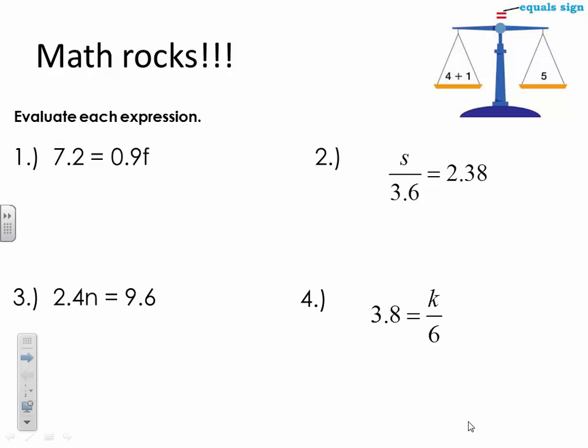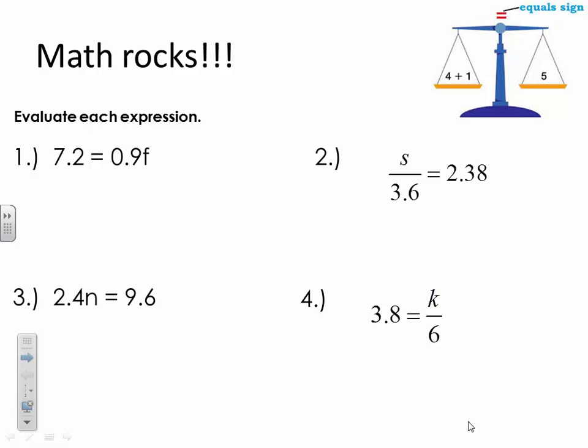This is your solving equations, multiplication and division practice video. So we're going to try some of these out, show you how to do them, and then give you a chance to do some on your own. So make sure you're on the right page, looking at number 1. And remember a few things here.